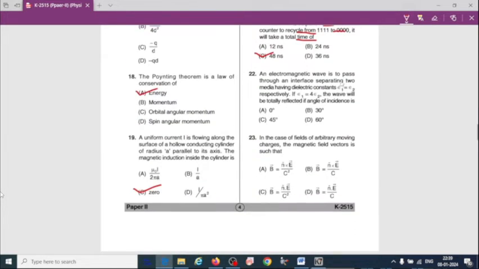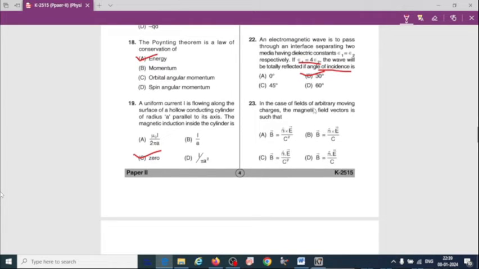An electromagnetic wave is to pass through an interface separating two media having dielectric constants epsilon 1 and epsilon 2 respectively. If epsilon 1 is equal to 4 epsilon 2, the wave will be totally reflected if the angle of incidence is option B, about 30 degrees.